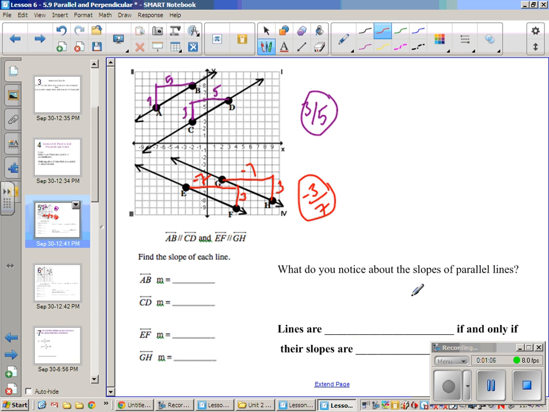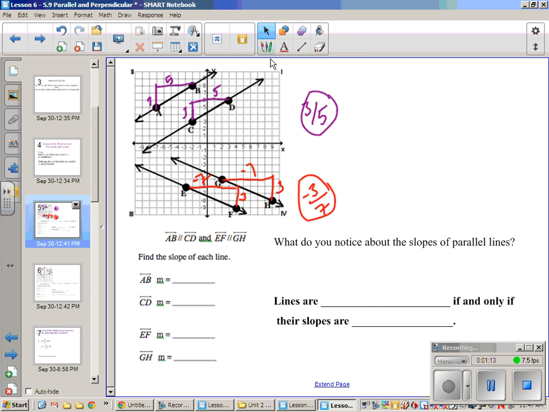Okay, so what do you notice about parallel lines? You notice that lines are parallel if and only if their slopes are the same, exact same sign and number.